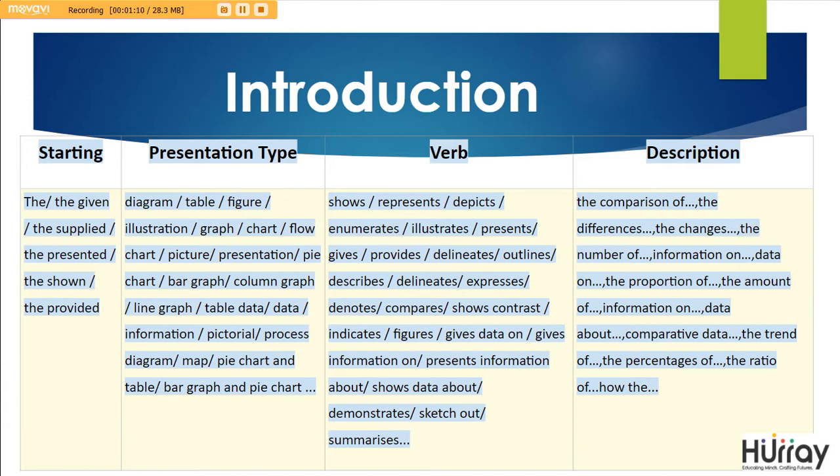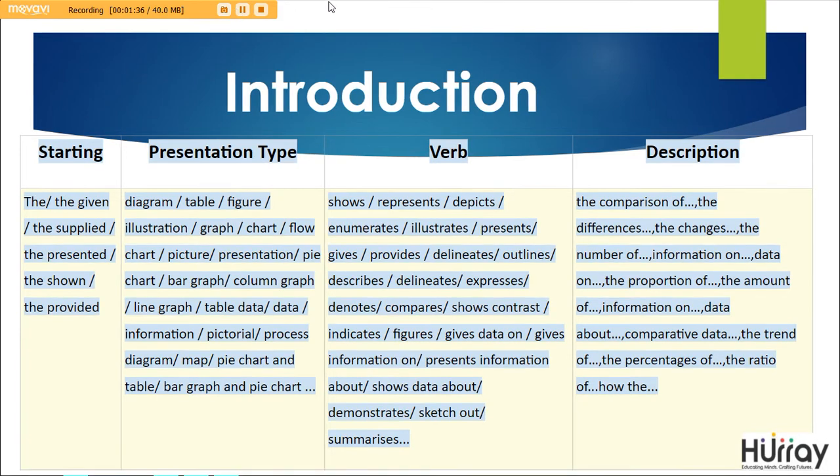The comparison of the differences, the changes, the number of the information on. So to give you a demonstration, you could possibly say the given diagram depicts the changes or of how the potato making machine works. Or you could say the supplied illustration enumerates or illustrates the differences between and add the rest of the content as given in your image.